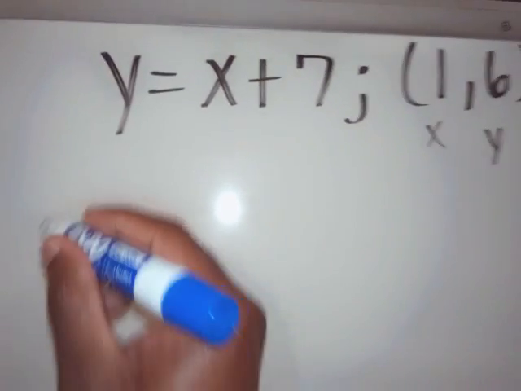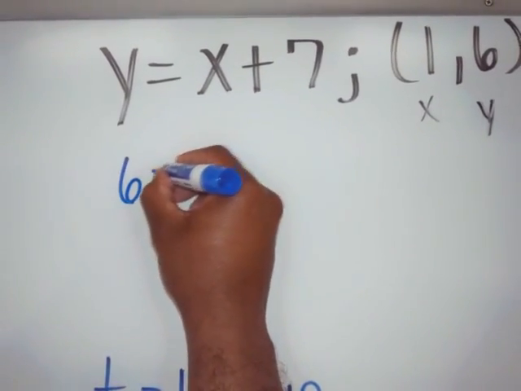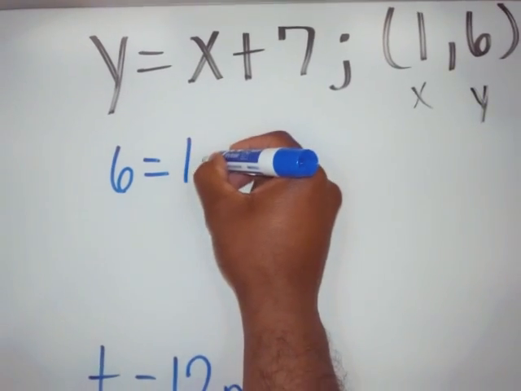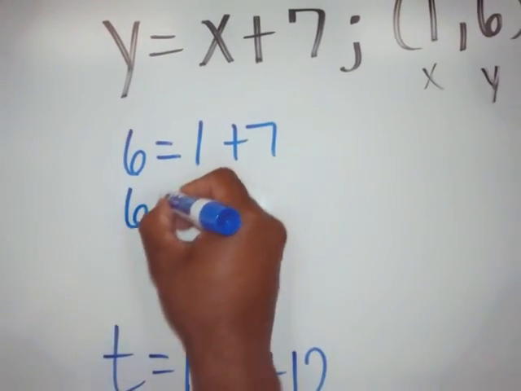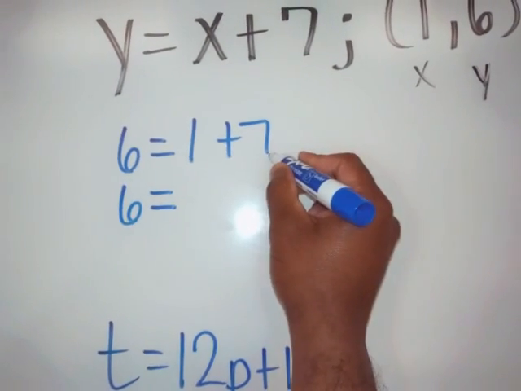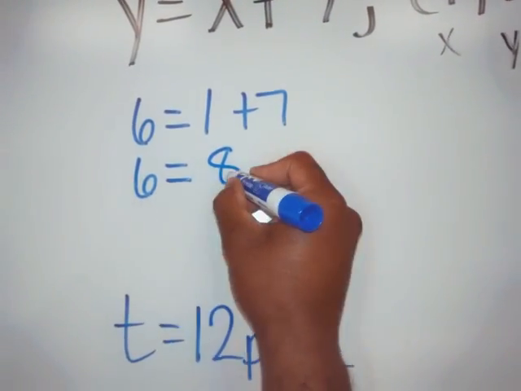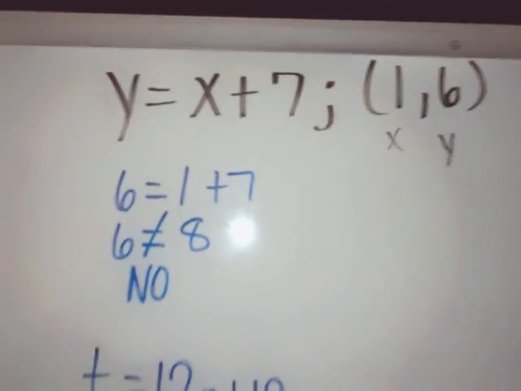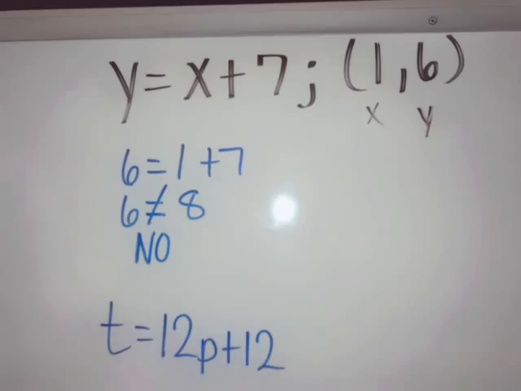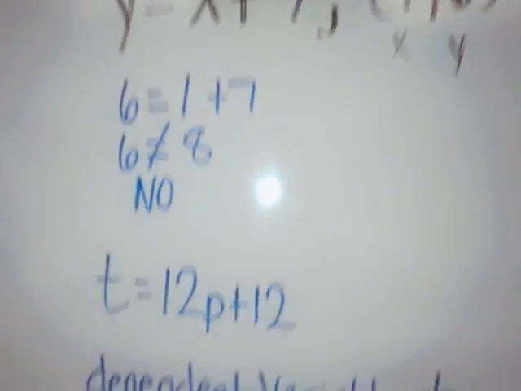All right, let's go ahead and do that. So we now have 6 substituted for y, and 1 for x, plus 7. We need to evaluate the right-hand side, which is an expression here. 1 plus 7 is 8. Does 6 equal 8? No, it does not. Therefore, 1, 6 as an ordered pair is not a solution for this equation.